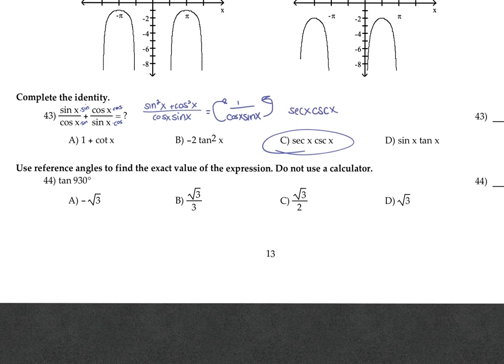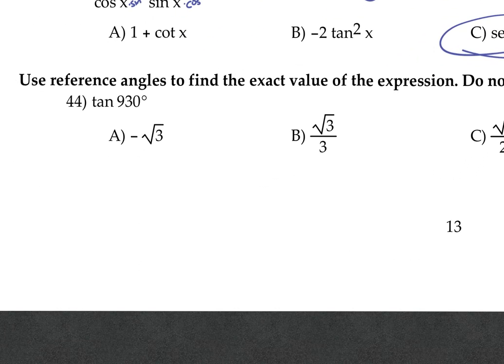Number 44 says to use the reference angle to find the exact value of the expression, don't use a calculator. So 930 is obviously too big. It is bigger than 360 by double. So if I subtract 720 from it, I end up with a tan of 210. And 210 on my unit circle would be 30 past 180.